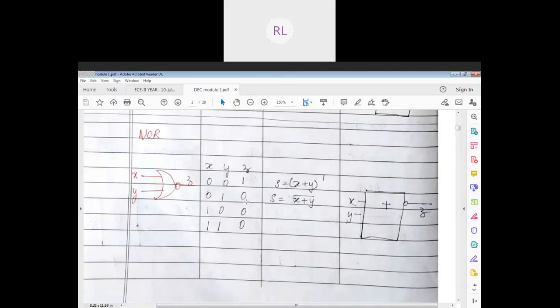So how do we do it? How do we get the values? 0 plus 1 is actually 1, but I'm negating it. So 1 is becoming 0. Similarly here you see 1 0. I should be getting 1. But then since we are negating, it becomes 0.